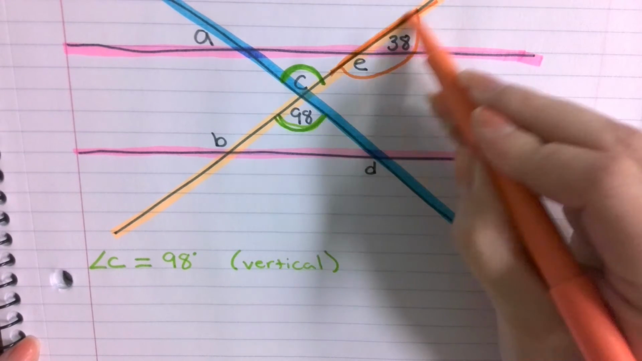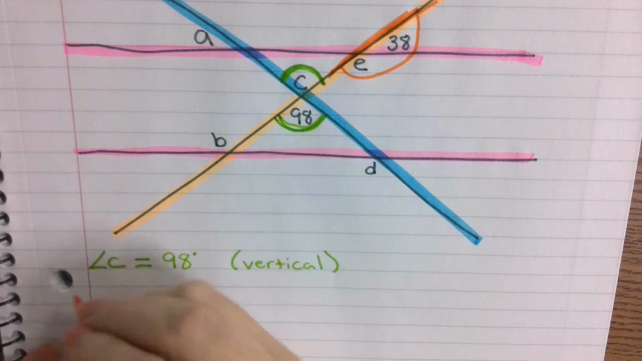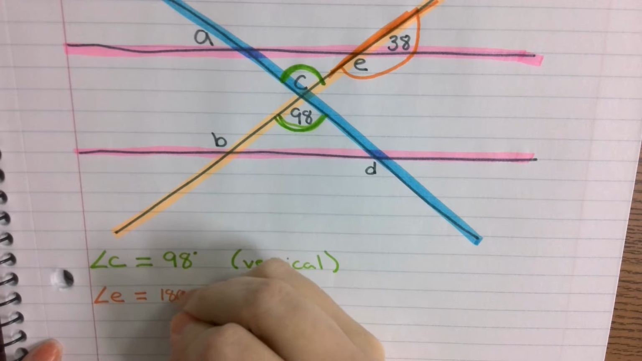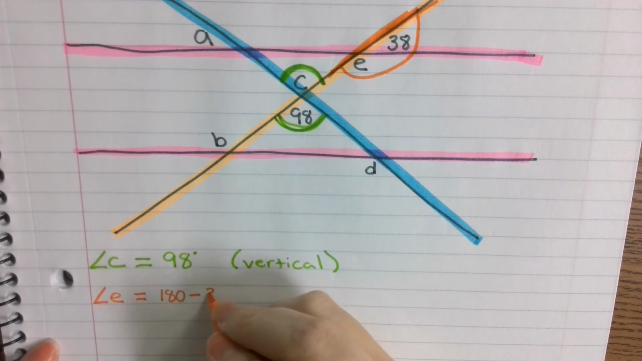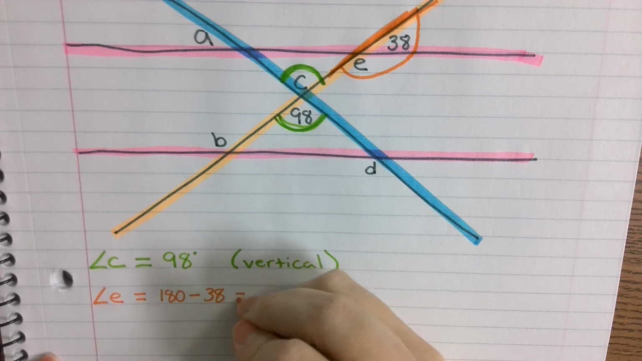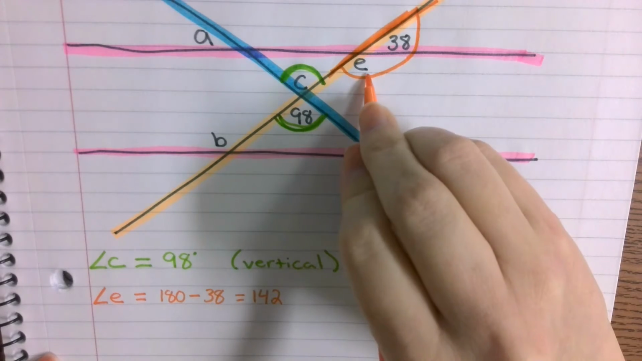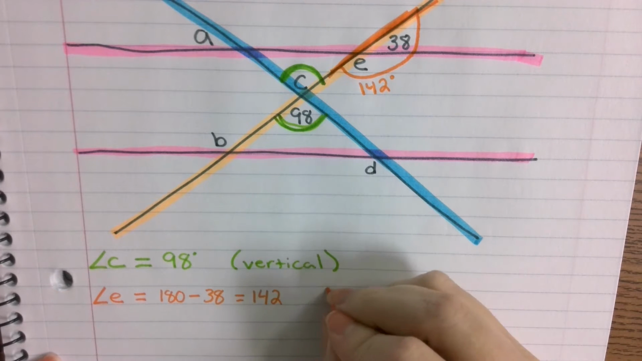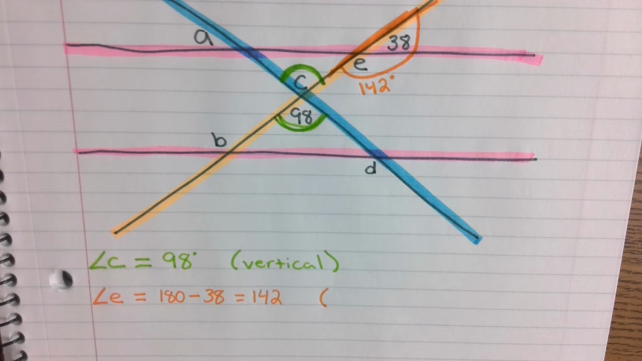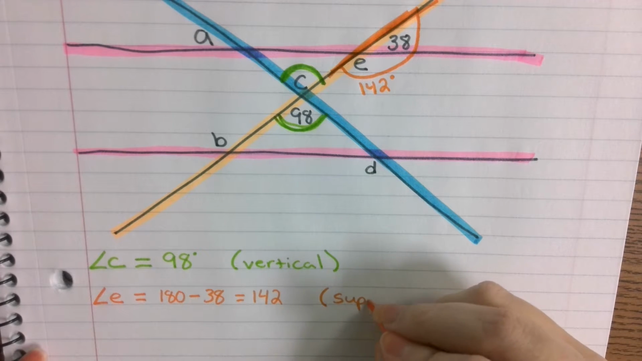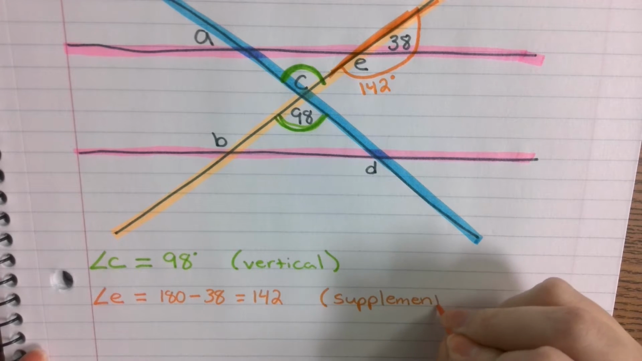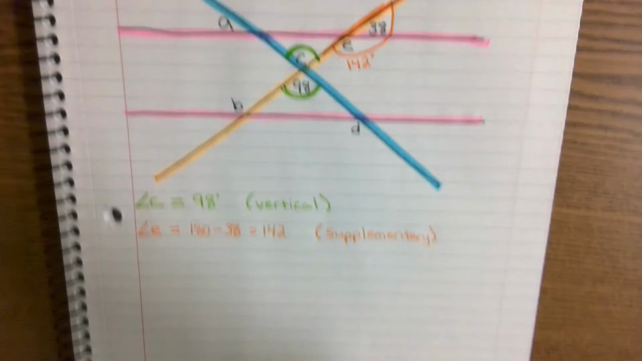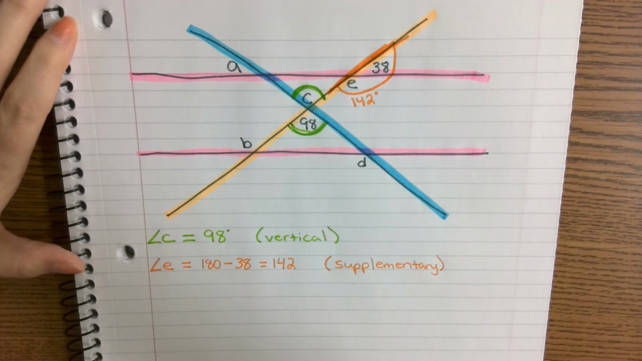So they have a supplementary relationship. They're forming that straight angle here. So angle E is going to be equal to 180 degrees minus the 38, which is equal to 142. So angle E is 142 degrees. And again, I'm going to put in parentheses the reason why I know that. It's because they are supplementary. Here, I'll zoom out a little bit so that you can see a little more.